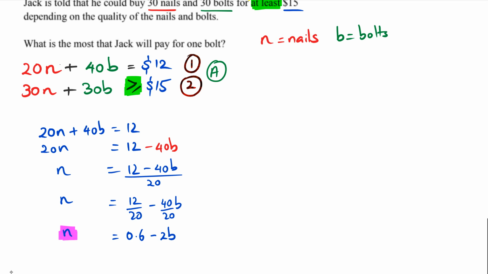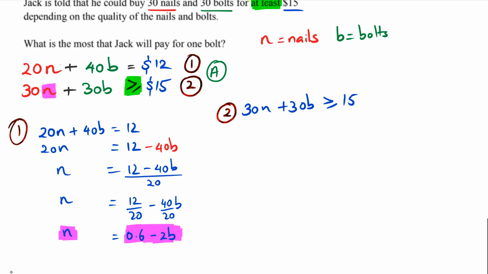So I'm going to go back to that second equation, and I'm going to replace N with 0.6 minus 2b. This was equation 1 I was messing around with. Now I'm going to mess around with equation 2. Equation 2 looks like this: 30N plus 30B is greater than or equal to 15. But I've just decided what N is equal to, as you can see in the pink highlighted part. So this is going to be 30 multiplied by 0.6 minus 2b, plus 30b, and then that's greater than or equal to 15.